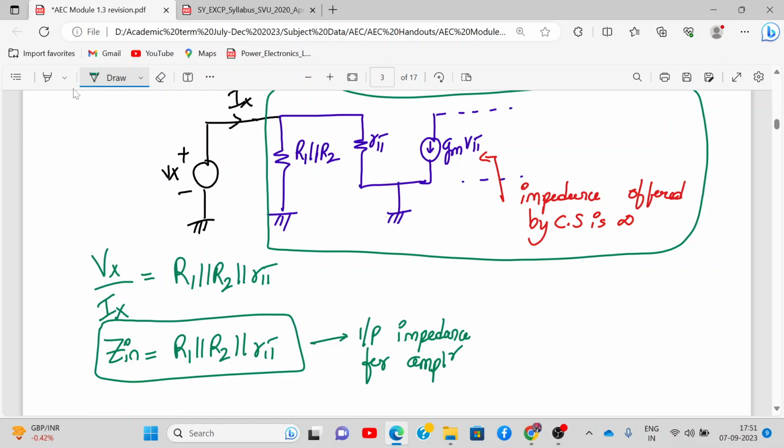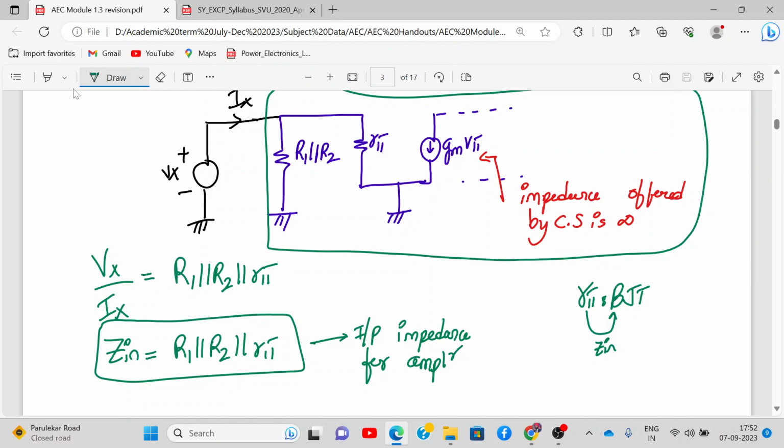Can you tell me what is the input impedance of the BJT? It's just R pi. This is the input impedance of the BJT. So what has happened by introducing the amplifier? R1 and R2 resistors have reduced the input impedance of the amplifier, which is good or bad for the voltage amplifier? It is bad for the voltage amplifier. We want input impedance to be higher, and if R1 R2 comes in parallel, then it reduces the input impedance.